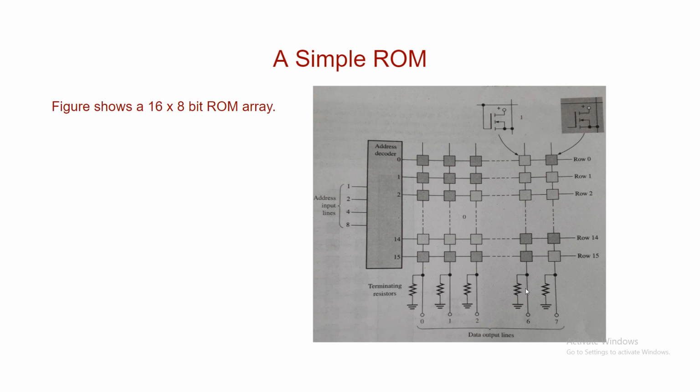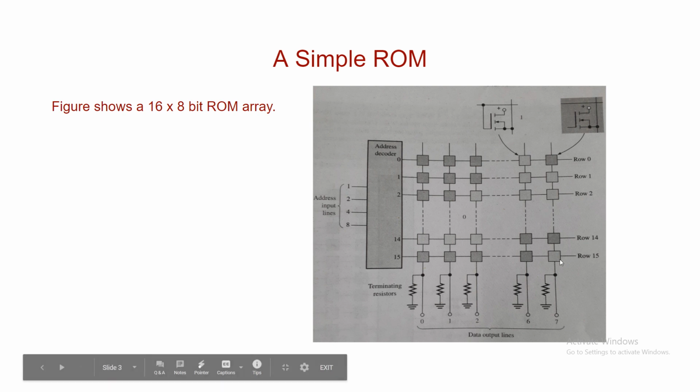All the column lines where the corresponding cells have no gate connection will be at 0 level. These are the data output lines. The corresponding data are available on the data output lines. Thank you.